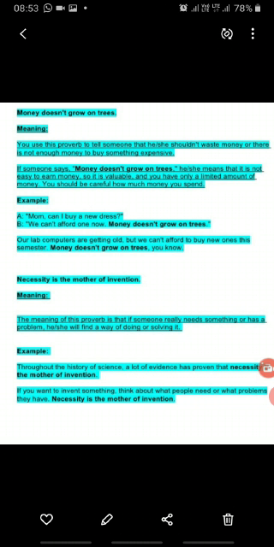Okay. Now second example you can see of proverb. Necessity is the mother of invention. That means if someone really needs something or has a problem, he or she will find a way, a solution of doing or solving it. So now here you can see the examples, students. Throughout the history of science, a lot of evidence has proven that necessity is the mother of invention.